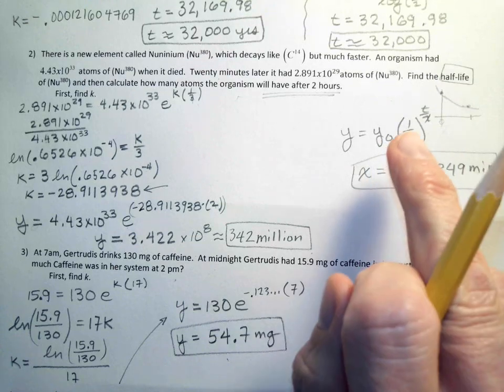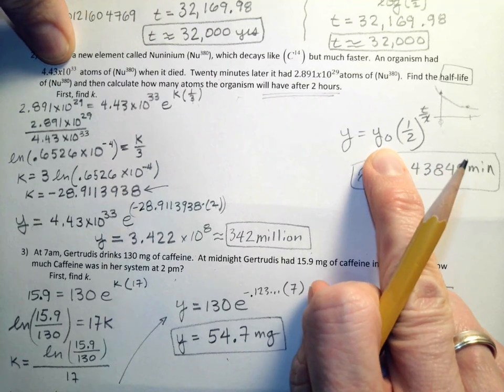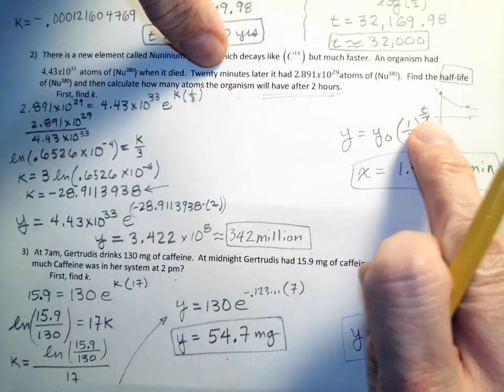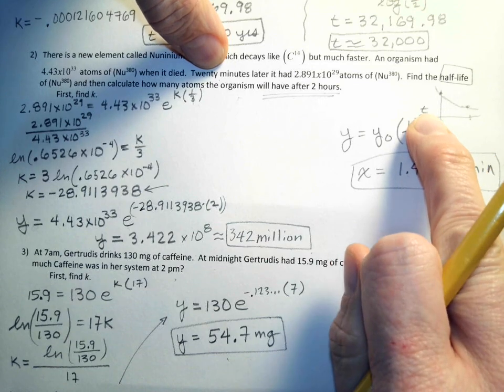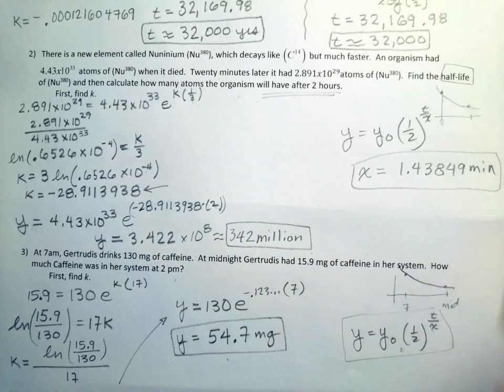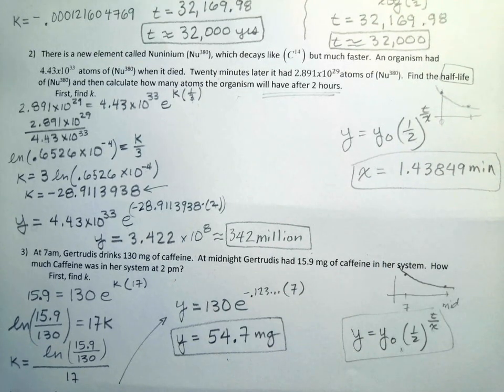So if you go back and you actually solve this problem, you would put the initial amount here and the final amount here for the time we know, which is 20 minutes. So I would put t in as minutes there, and then solve that for x, and you will get roughly 1.5 minutes or so. 1.43 minutes is every 1.43 minutes, half of the material goes away. So 2 hours, most of it's gone, right?